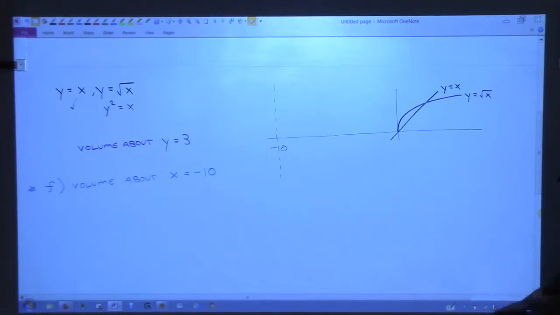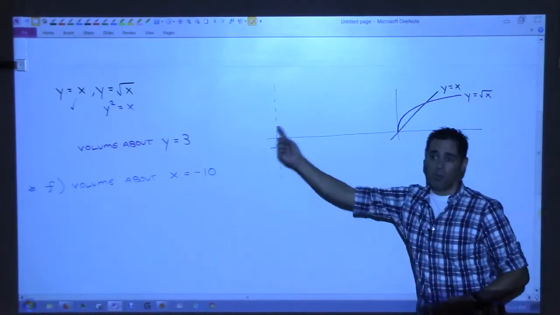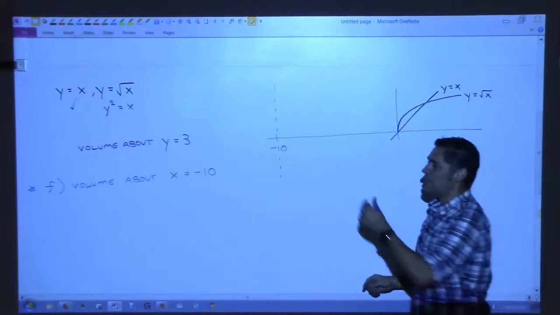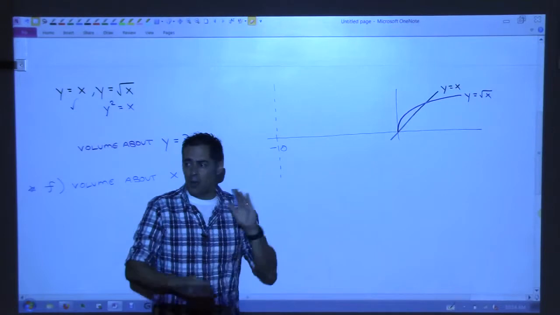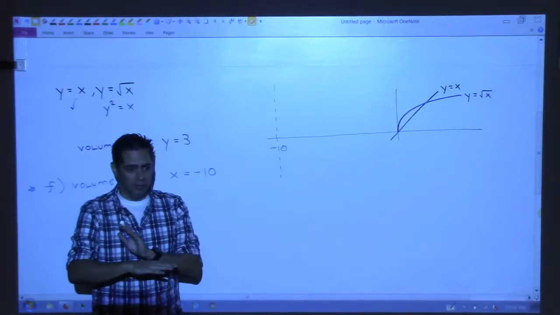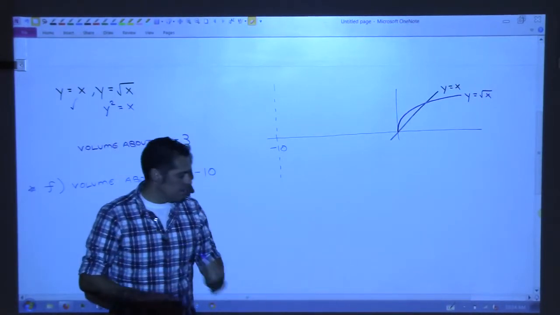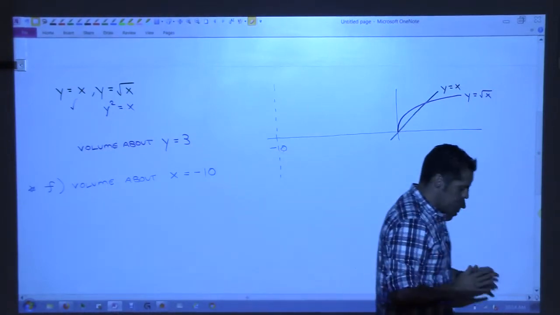And now I'm trying to wrap it this way, right? So my axis of rotation, I need it to be orthogonal to my rectangle, right? So I guess now would be a good time.